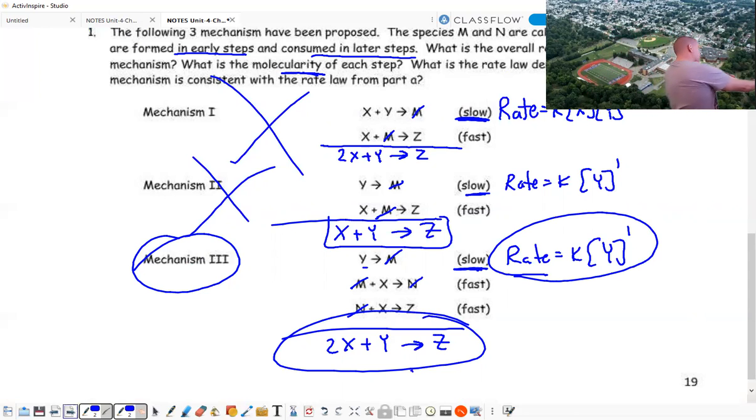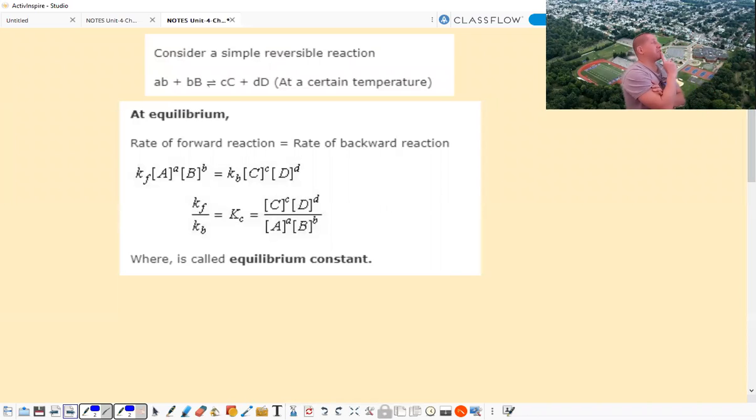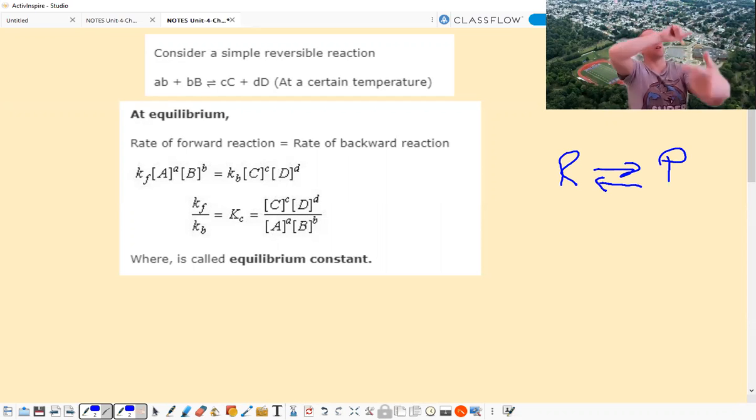All right, so we got to add to this. Before we add to it, we need to discuss something called the law of mass action. And that's what this is. We're going to learn equilibrium next. Equilibrium is where we start going in both directions. We've always gone reactants to products. In equilibrium, the products start becoming reactants. And now you have this flow going in both directions.